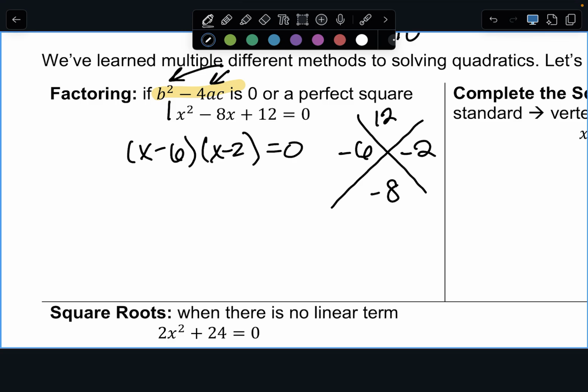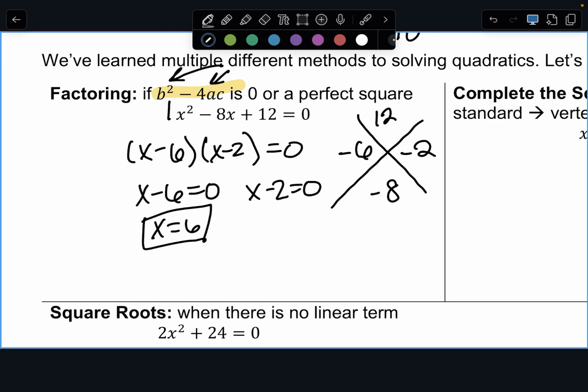Now what? Zero product property. Set both of those equal to 0. Solve, we get x equals 6 and x equals 2. So that's factoring. I would just try factoring first. It's probably the easiest and the fastest for you. You can for sure know if you want to factor it if you look at the discriminant, but I would just try to factor so you don't waste your time.